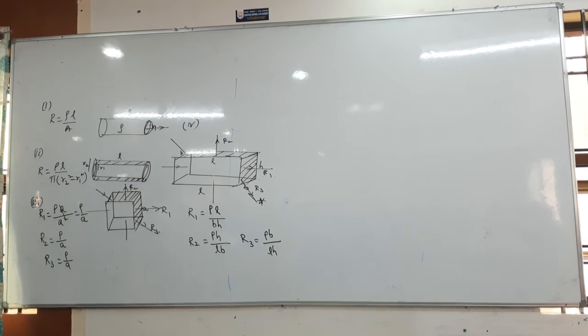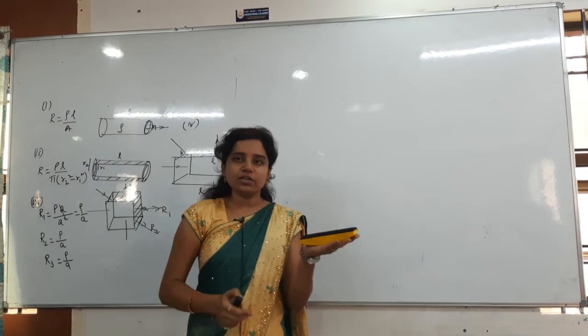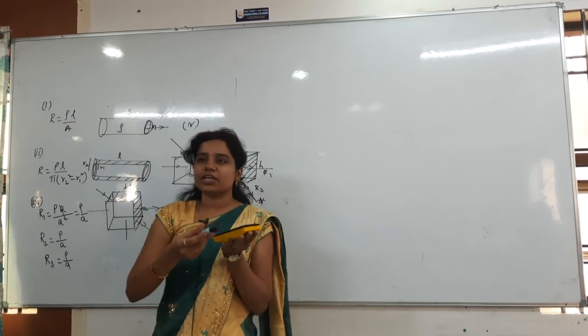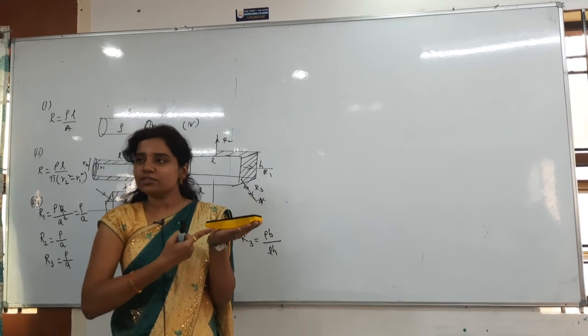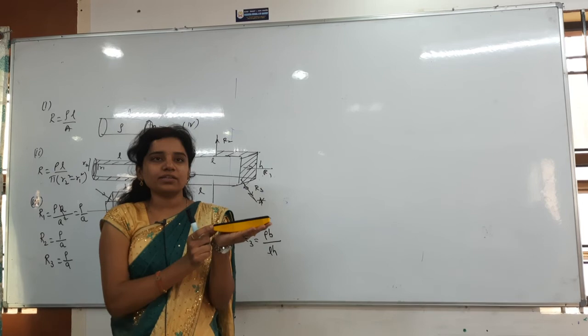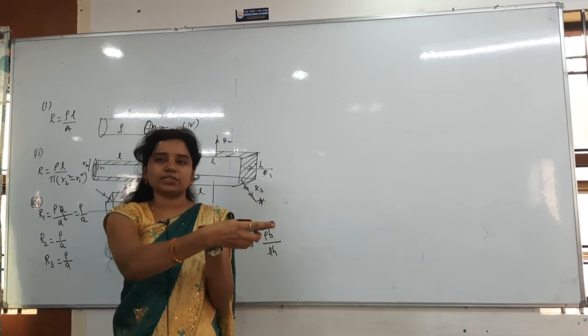Finished? Look at this. This is a cuboid if I consider. Now what is happening? Nothing but the initial case, R1. R1 is there like this. So this one is the length, and this is the breadth, and this is the height we have considered. Now R1 is coming out like this.